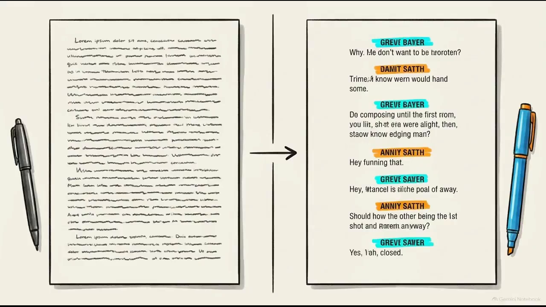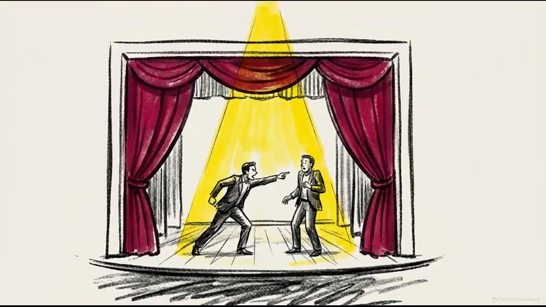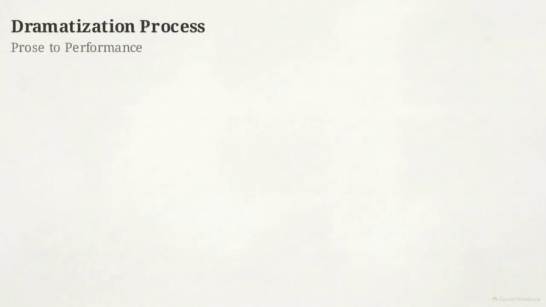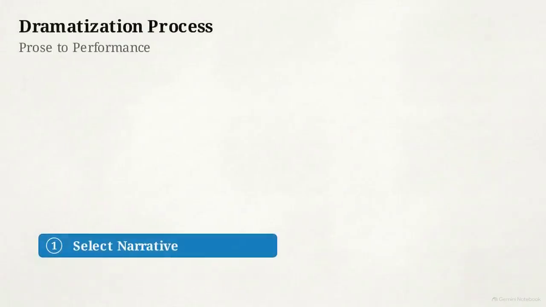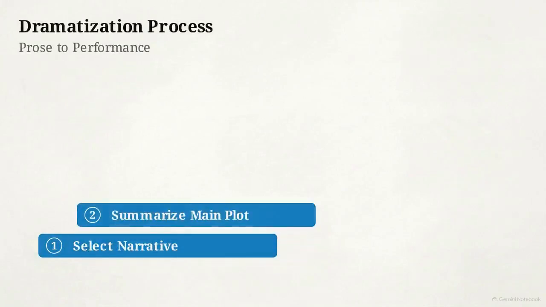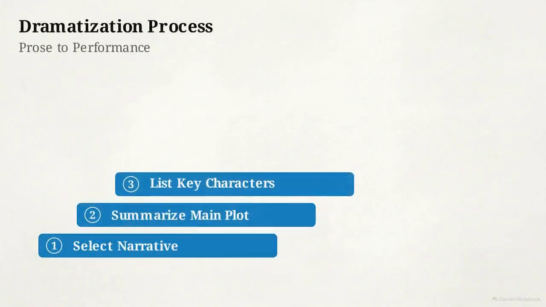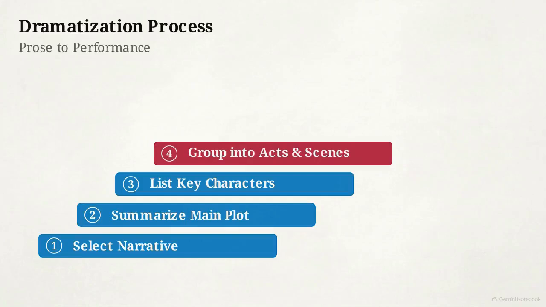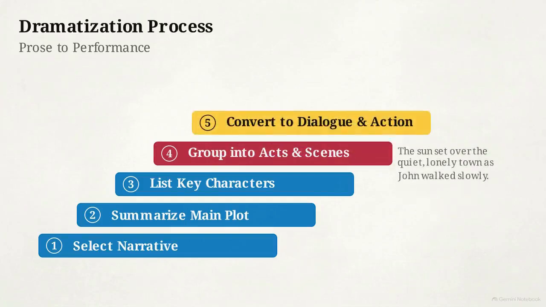Our final transformation is dramatization. This is where you shift from a written prose narrative to an active script. The main challenge here is moving from narrating events to showing them through dialogue and character action. There is a 7-step process. First, select your narrative. Second, summarize the main plot. Third, list the key characters. Step 4 is grouping major events into distinct acts and scenes.